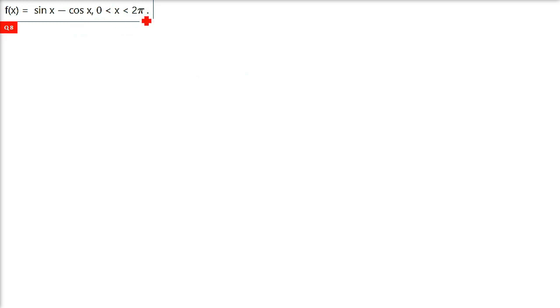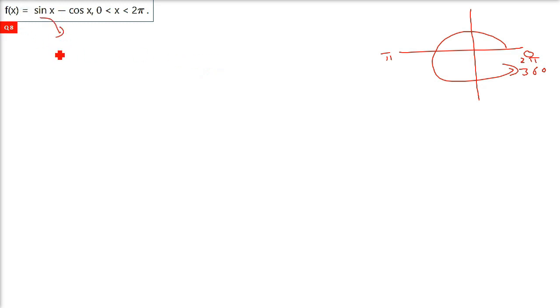Sin x minus cos x between 0 and 2 pi. So 0 to pi we have just seen. 0 to pi is 180 degree. 0 to 2 pi is 360 degree. So you are going to go all the way around as a circle.